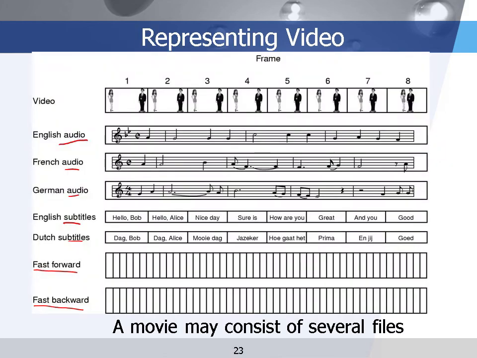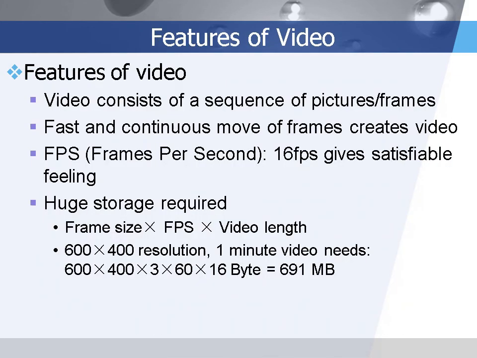But video needs huge storage. And the storage is decided by the frame size, the FPS, and the video length. For example, you have a 600 times 400 resolution video. The length of the video is 1 minute. So you need this size of storage. This is the resolution of one image, one frame. 1 pixel needs 3 bytes, and 60 means 60 seconds. And for 1 second, you have 16 frames. So this will be the size of your video.